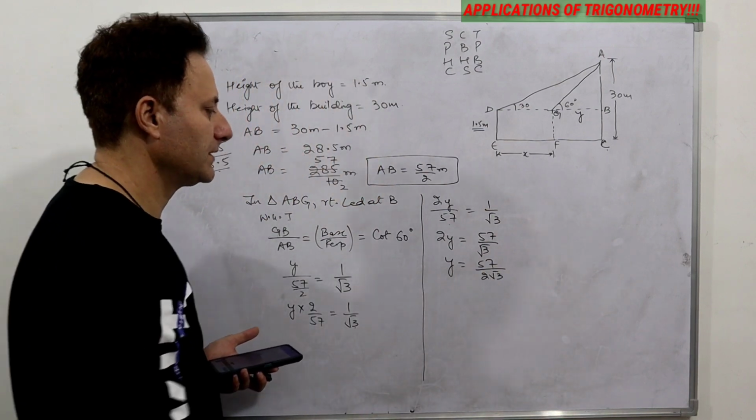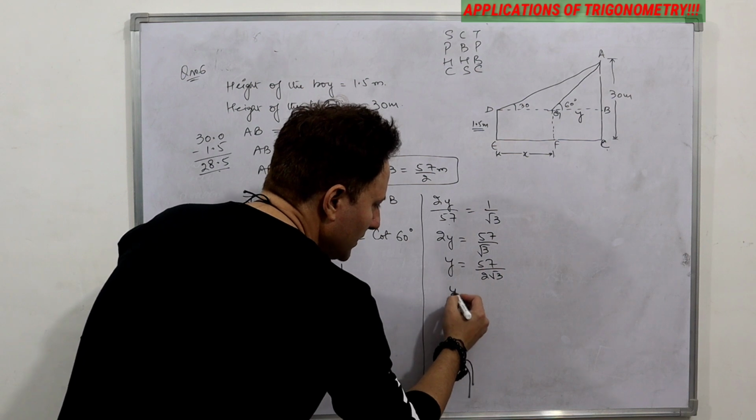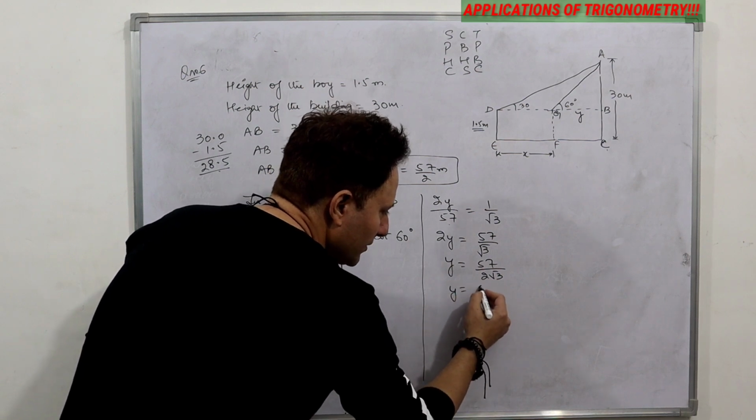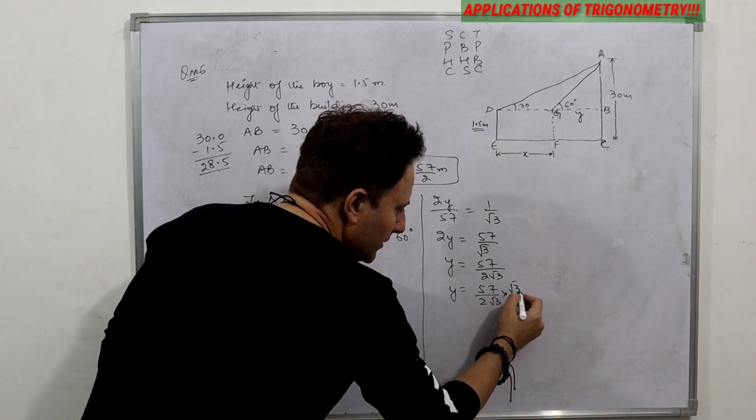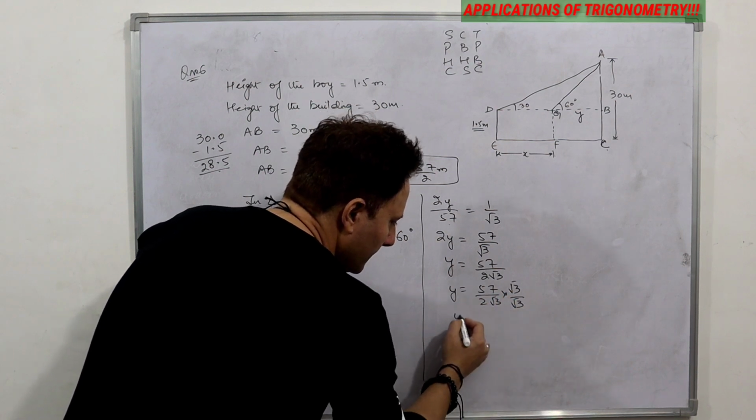Is that clear guys? Okay. So now what I'm going to do, I'll just take this root 3 and do the rationalization. 57 upon 2 root 3 into root 3 upon root 3.